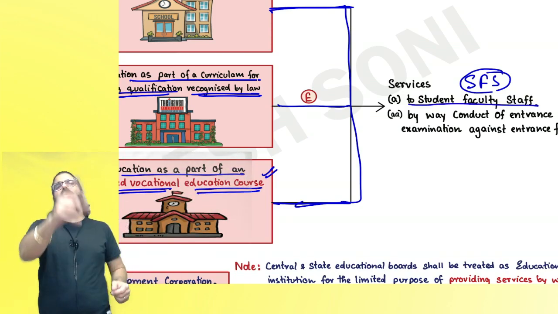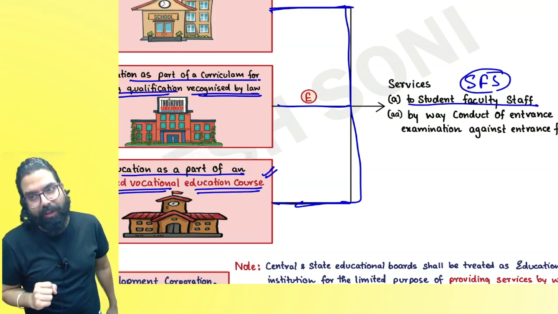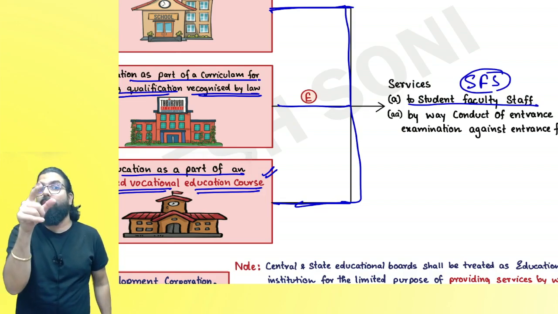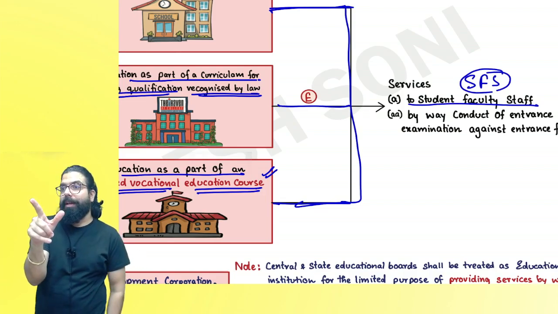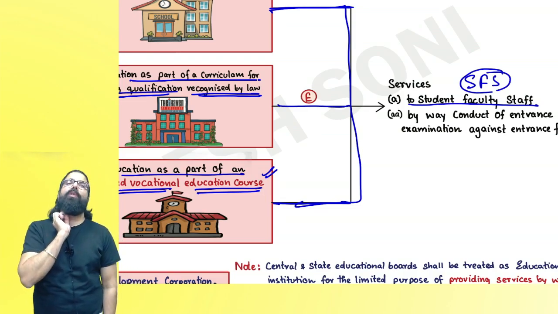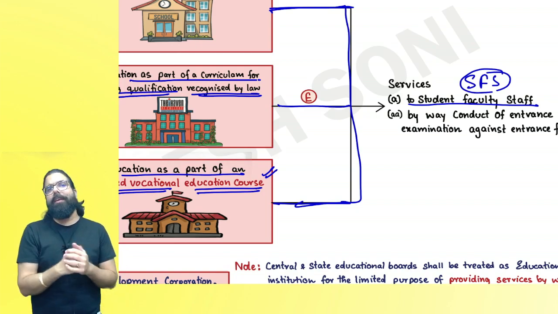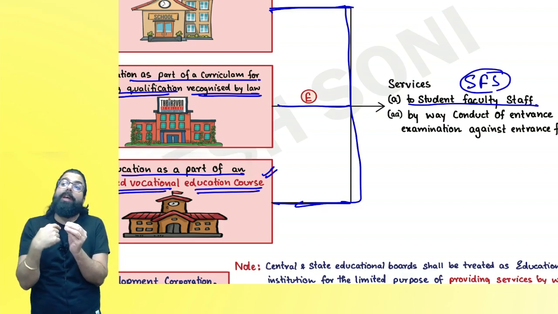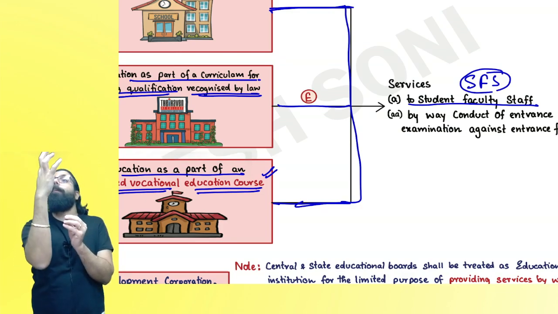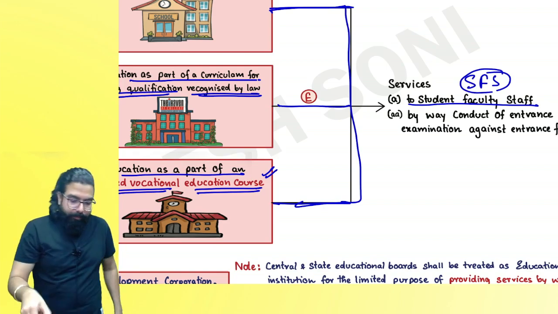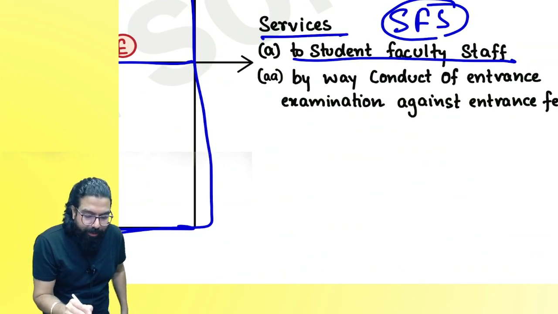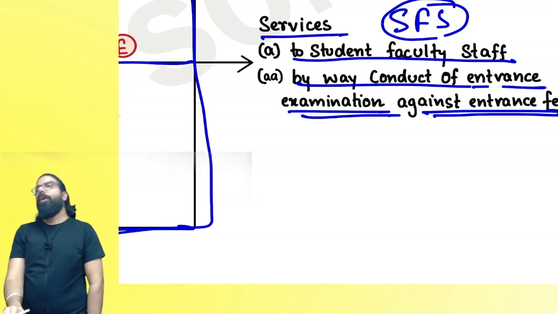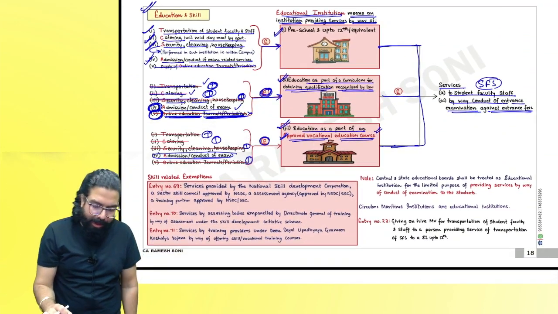Now, everyone, tell me one thing. You wanted to take admission, supposedly, in Christ University. Now, Christ University told you that you are not a student yet. They told you, if you want to take admission, you have to give an entrance test. For the entrance test, we'll collect 100 rupees. You are not our student. So, services given by an educational institution to a prospective student are also exempt. Services provided by way of conduct of entrance examination against entrance fees are also exempted. I hope this point is clear to all.